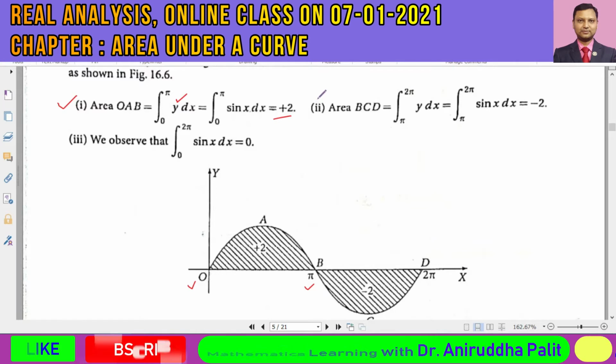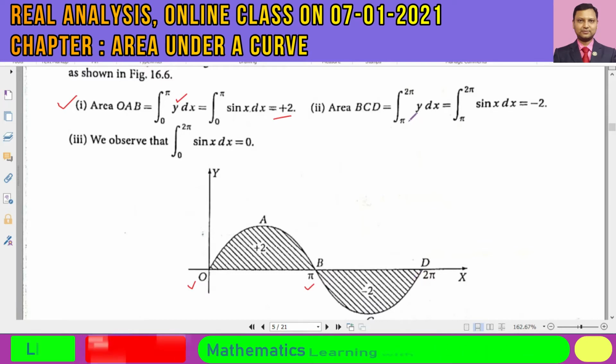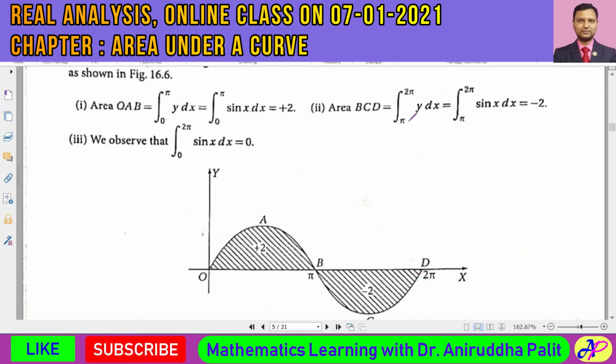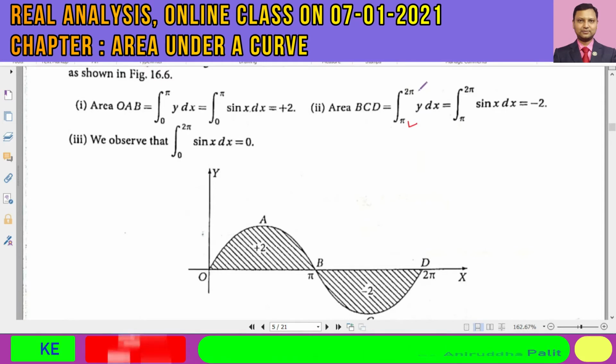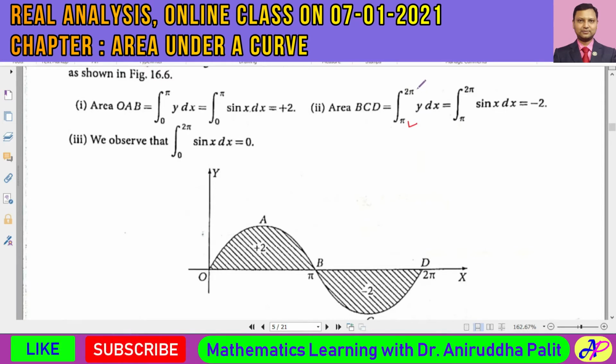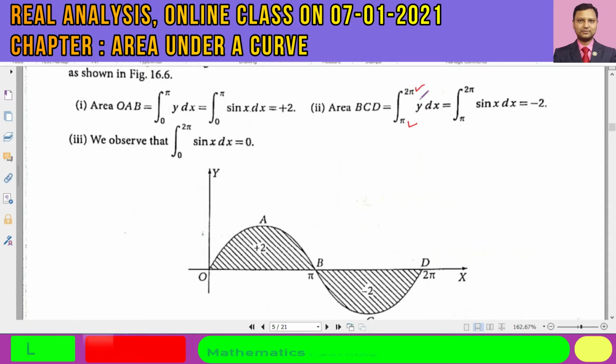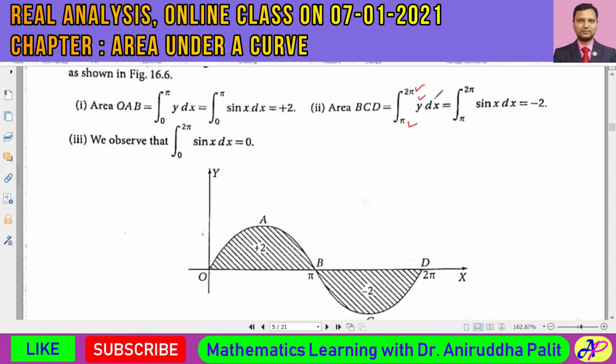Now, what about question number 2? The area under the same function, but over here the limits are x is equal to pi to x is equal to twice pi. So in between the limits x is equal to pi to x is equal to twice pi, we will have to apply the formula on the integral y dx.